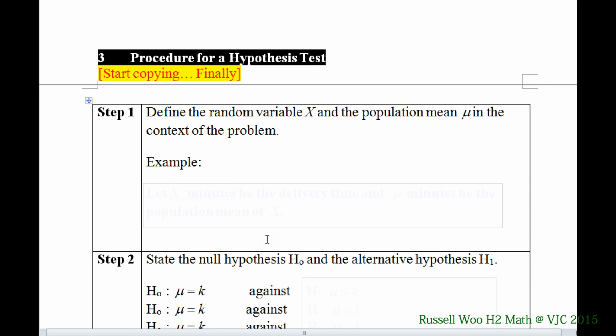Section 3. Now we follow some standardized steps to do hypothesis testing. It's very standard. So please follow me.